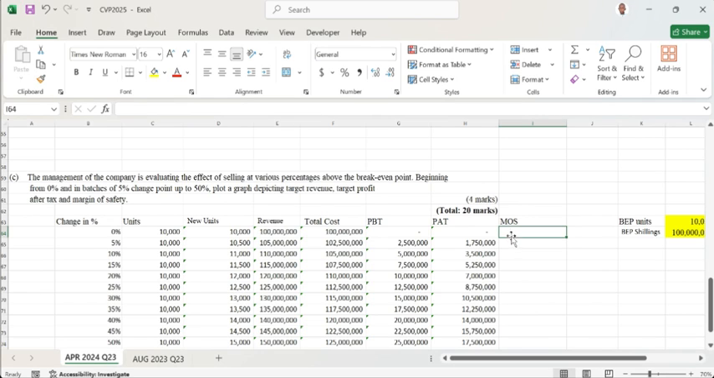Haya. Hiyo time ulikuwa unapeana CVP assumptions. Yes. Then formulas were there. How do you find the break-even point in shillings? How do you find in units? Okay, I have hizo za break even in units revenue but sikuandika hiyo MOS.